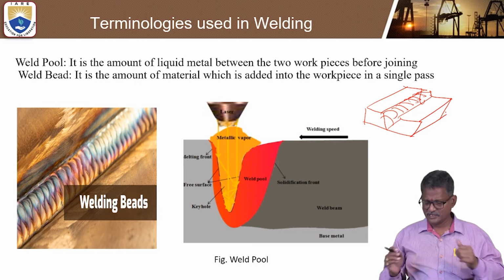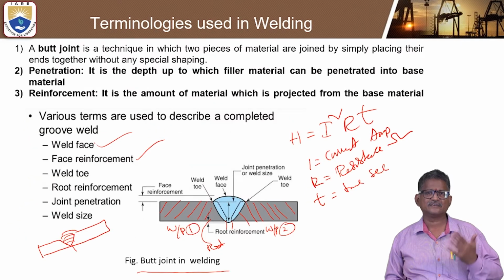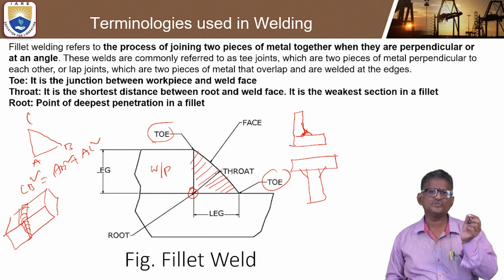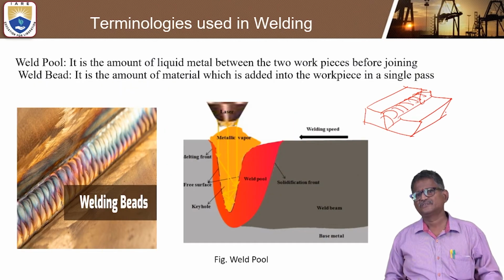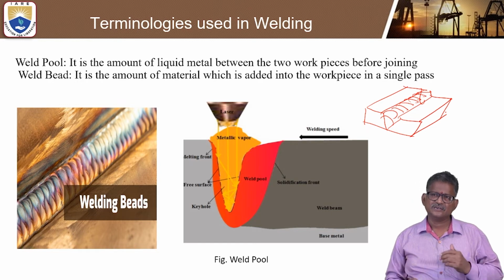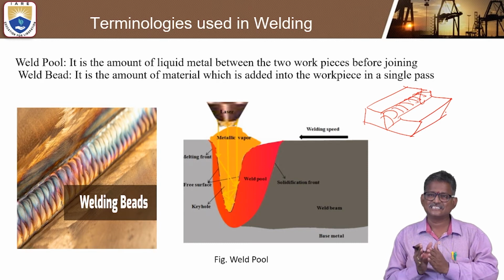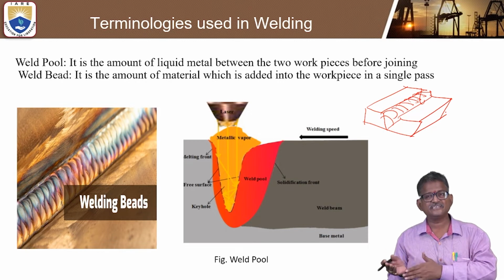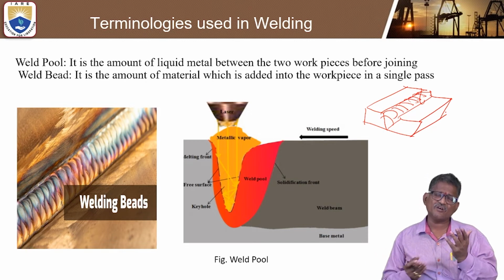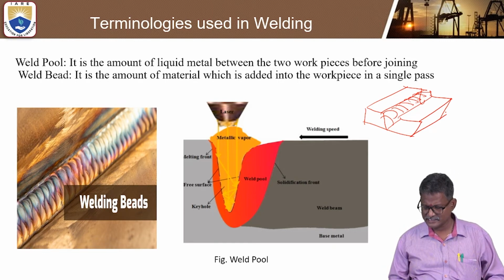Okay, this is the terminology of the welding process: butt joint, penetration, reinforcement, toe and throat, root, weld pool and weld pit. With this terminology, we can understand how arc welding works, the basic principle, and the different types of power sources, AC or DC, straight polarity or reverse polarity. All these things we will discuss in detail. Let us see the terminology also.